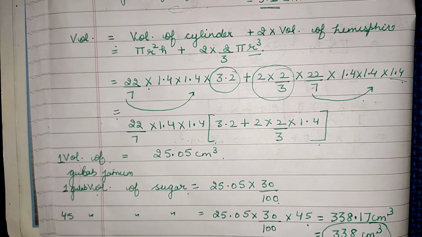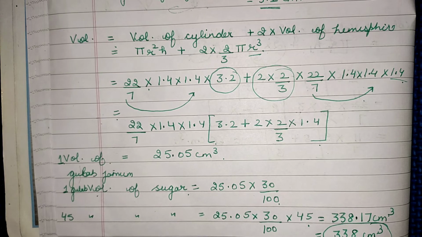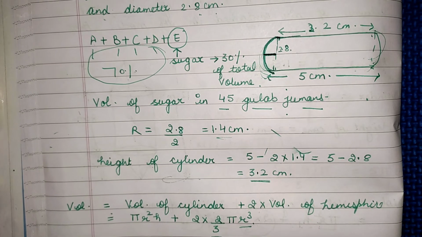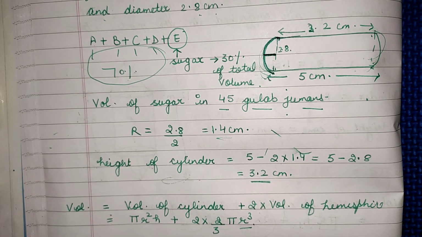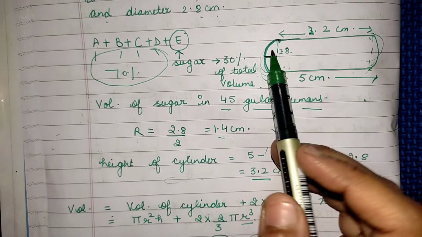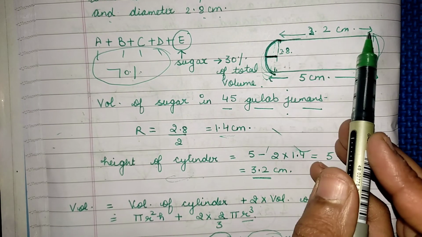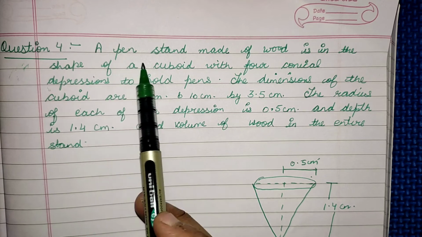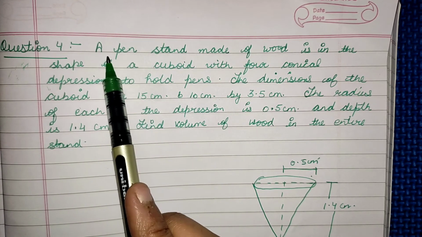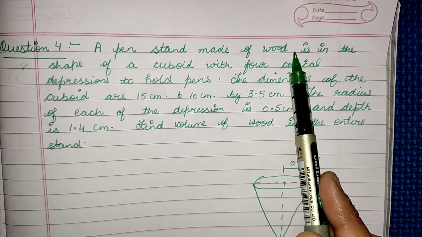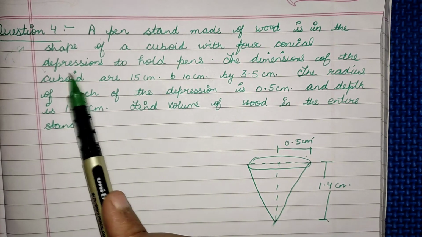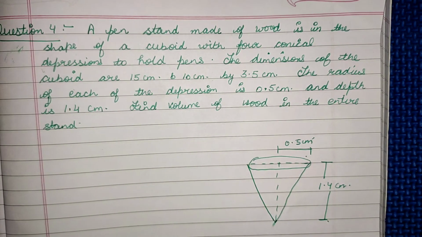The main part to understand is that whenever more than one figure is combined with each other, the total volume of the resulting solid is equal to the sum of the volumes of all the figures. Okay, so question number 4 says that a pen stand made of wood is in the shape of a cuboid with 4 conical depressions to hold the pen.